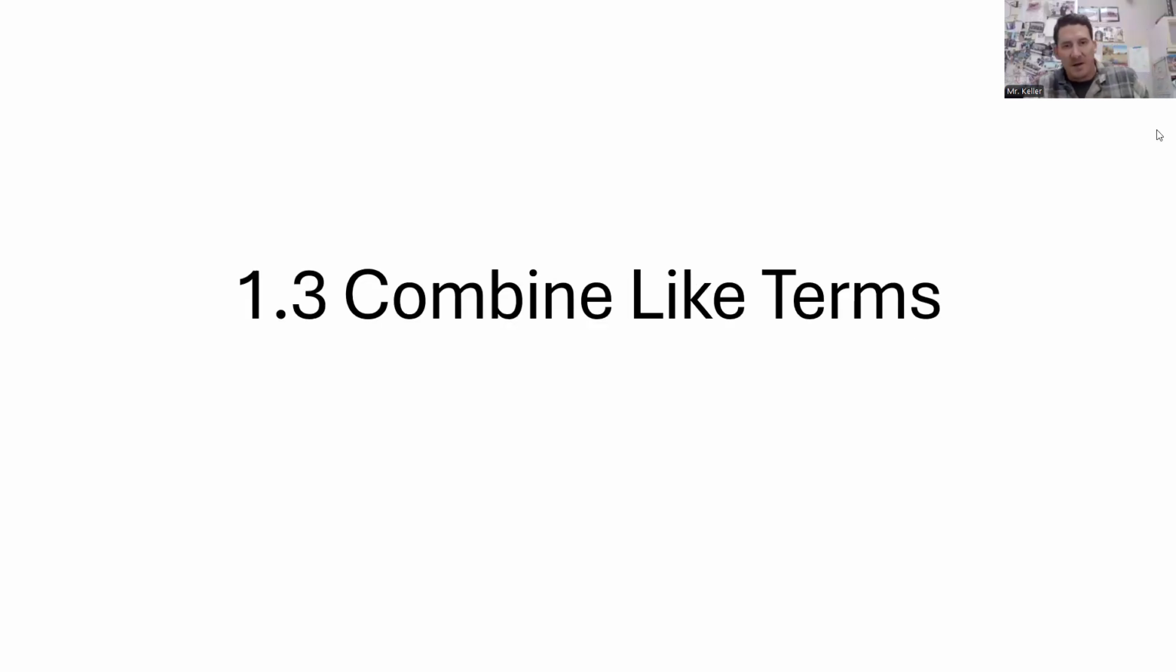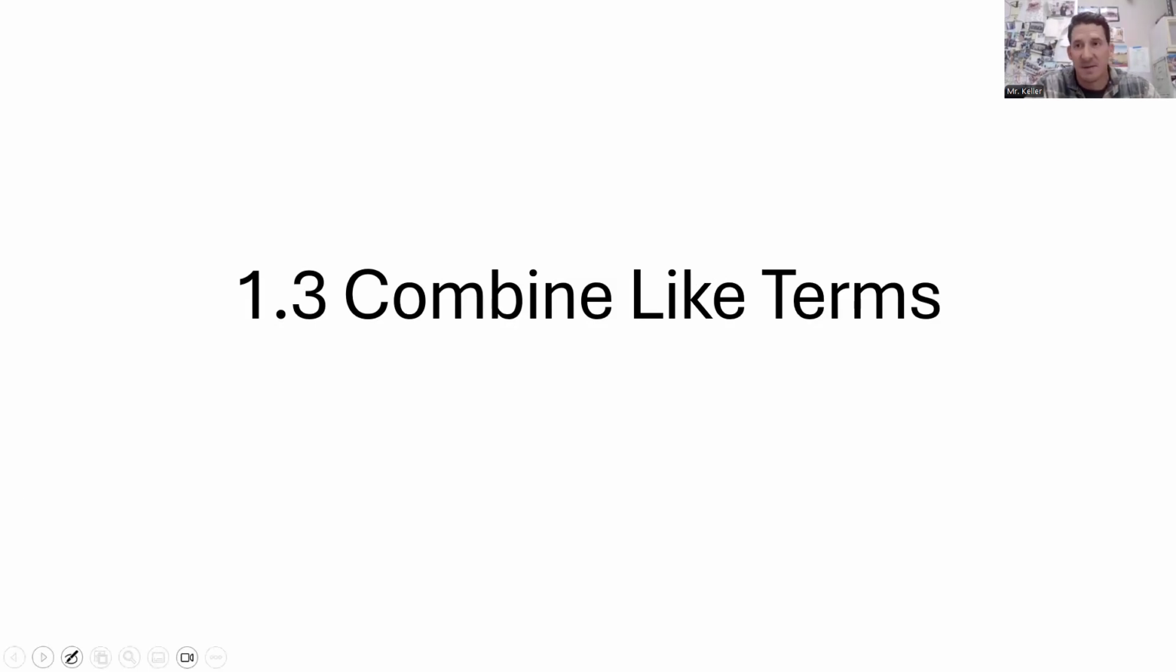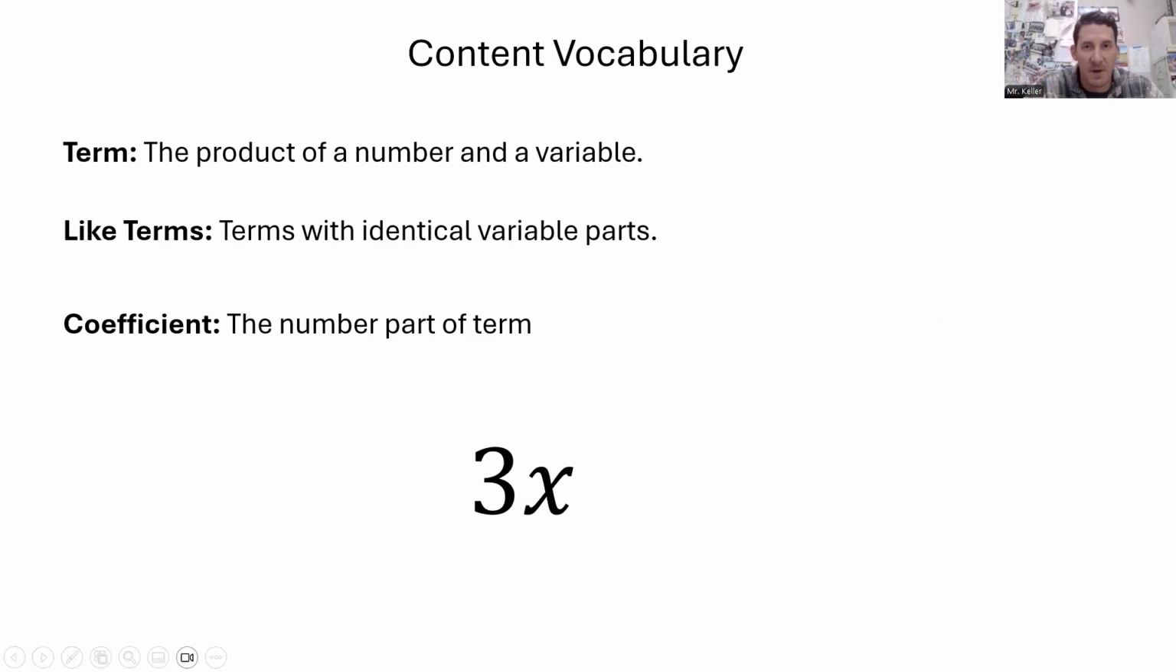All right, math modeling. Today we are talking about combining like terms. We are working on skills that are going to help us solve multi-step equations. So we're going to be using all these things to solve more complicated equations than just the two steps we did the other day. Some content vocabulary, a term.